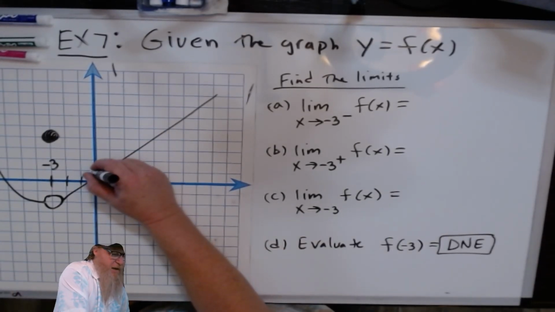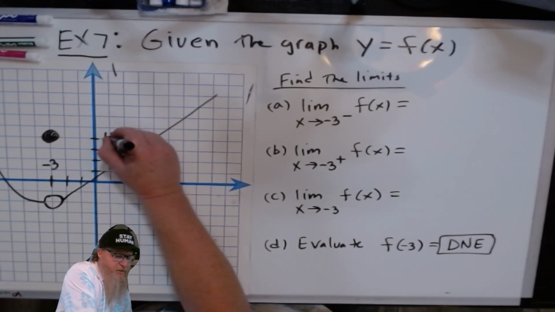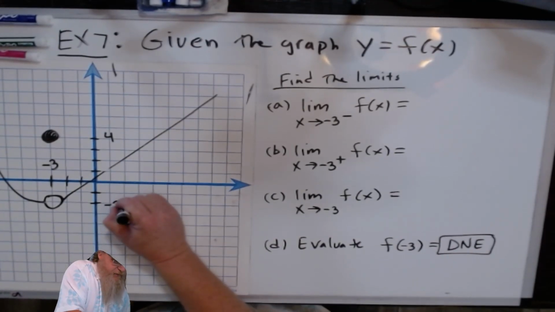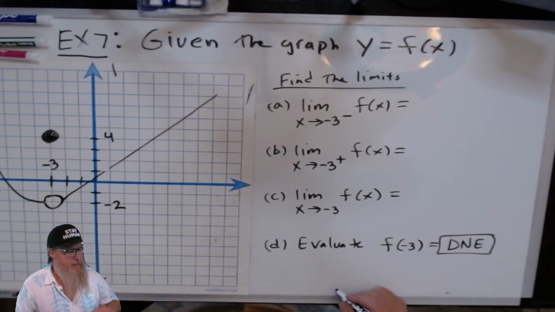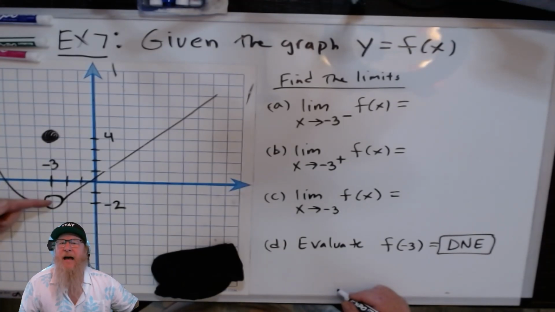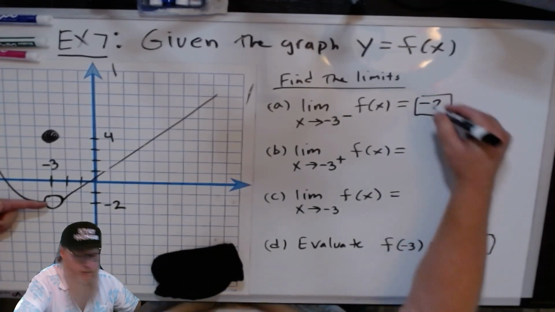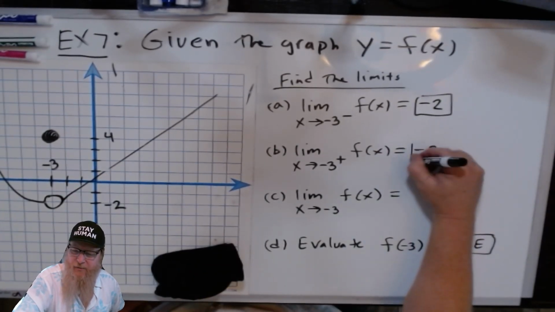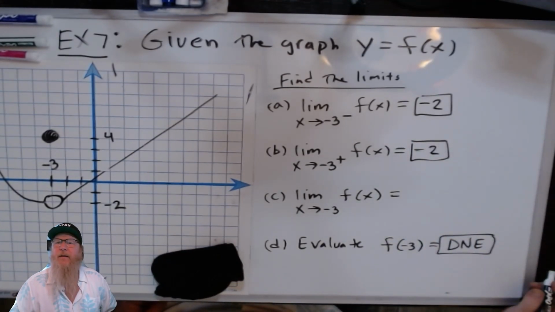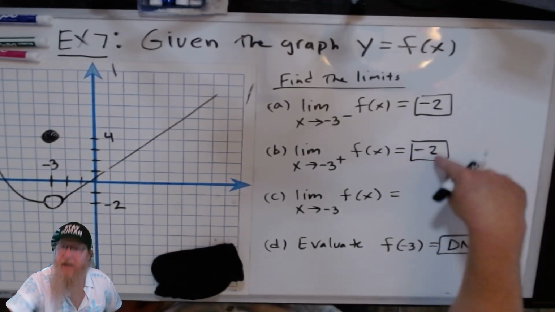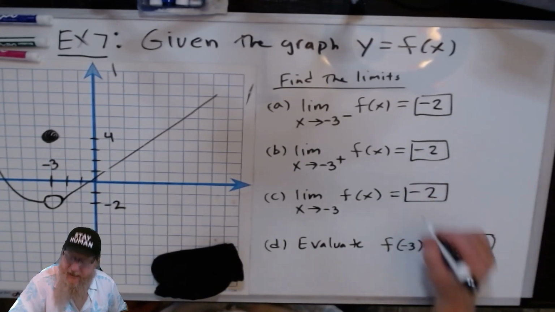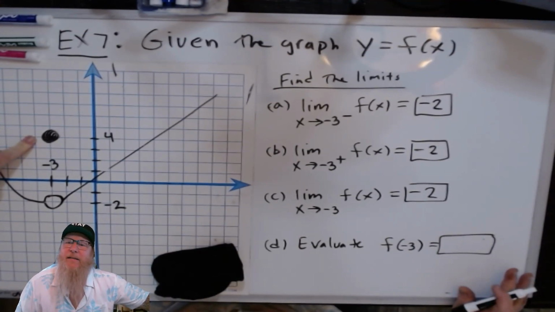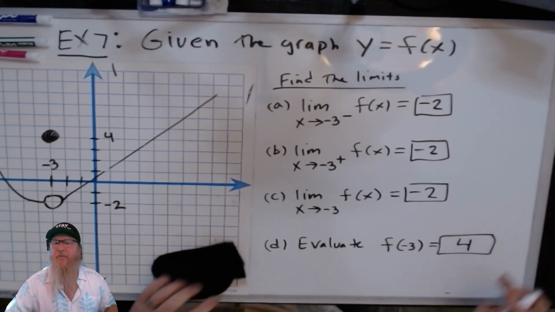So let's see what the y value is. 1, 2, 3, 4 is the y value. Oh, it's 4 again. All right. Oh, and then there's another y value, -2. All right, so the limit from the left is -2. The limit from the right is also -2. Since these agree with each other, the limit exists and is -2. But this time, because there's a solid dot, there's a point, it's in the domain, the value is 4.